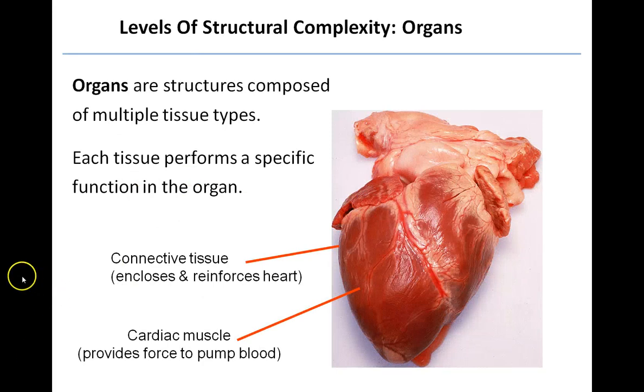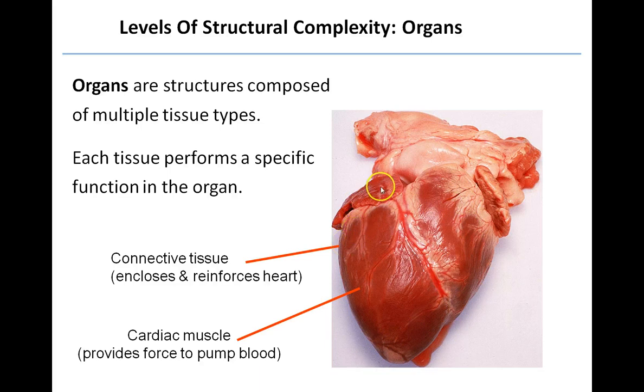So from the tissues, we move to the next level of structural complexity in the human body, which is the organs. The organs are composed of multiple tissue types. So basically, if you get two or more tissue types found in a particular body structure, you can term it an organ. And here we have an obvious example of an organ, the heart. The heart is composed of all those tissue types I've just been talking about.